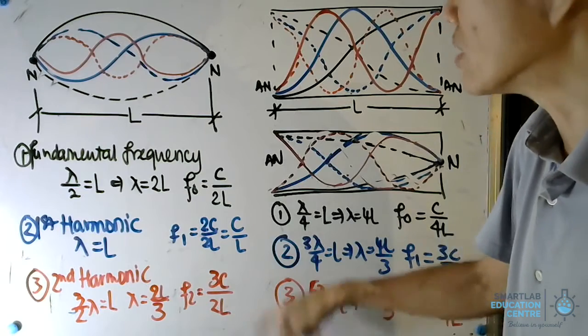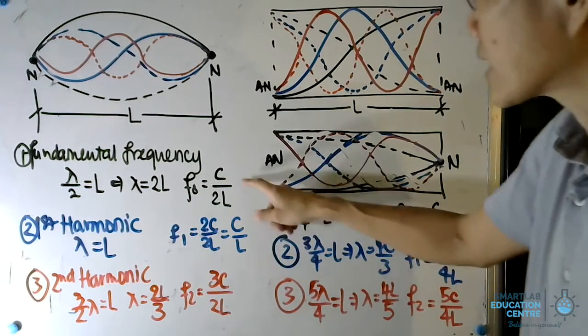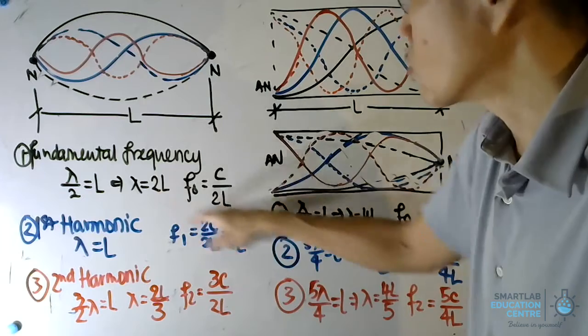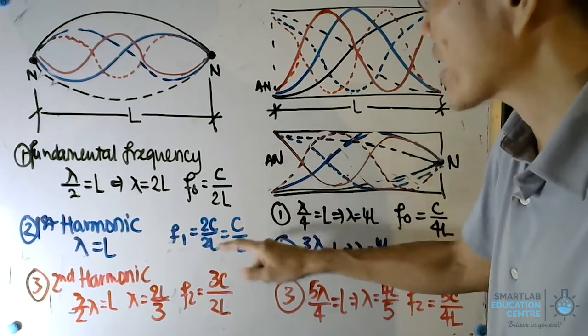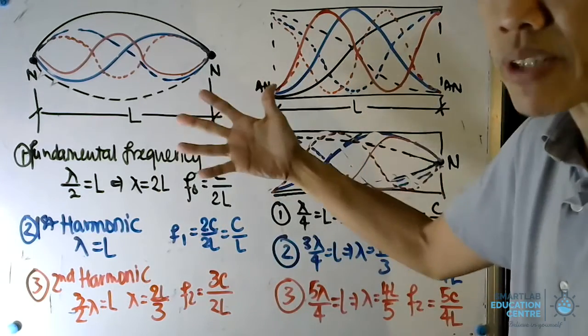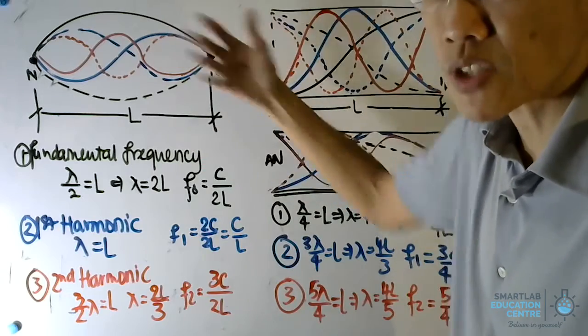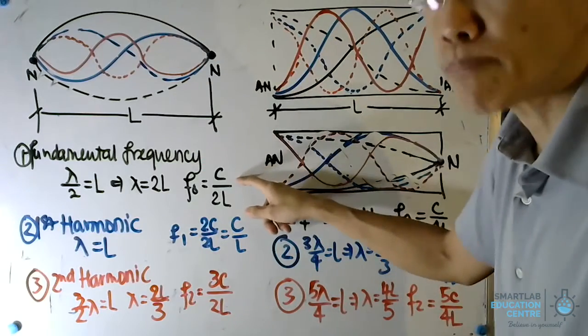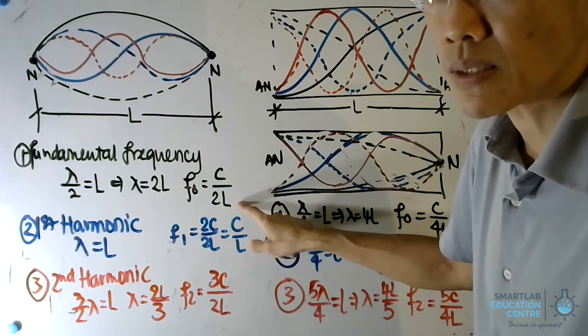So hence, in conclusion, we can safely say that once we work out the fundamental frequency, the rest of the other frequencies that will generate the stationary waves in the various forms that we have sketched will actually be multiples of the fundamental frequency.